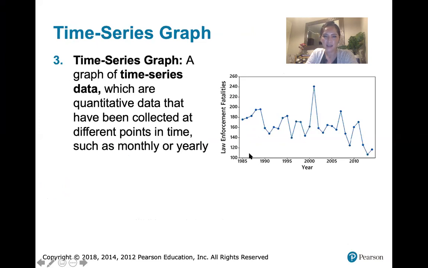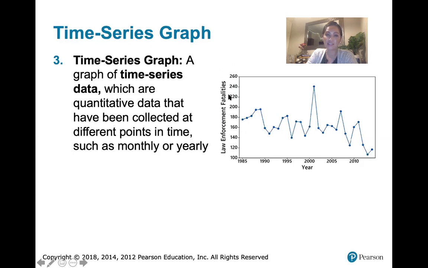It looks like, if I'm looking at this data, this is 1985 to 1990, and there are 1, 2, 3, 4, 5, 6 points, including the endpoints. So it looks like they're collecting data every year. And on this vertical axis, we have law enforcement fatalities. And then it shows how those have decreased over time.